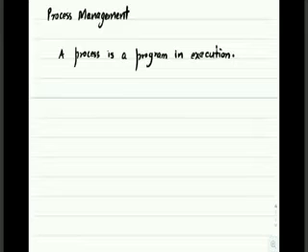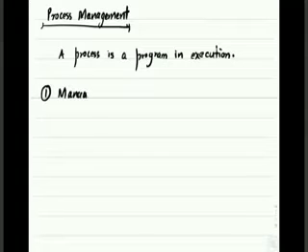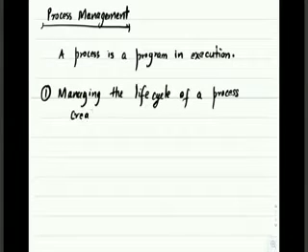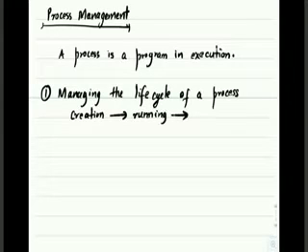Now, the important thing is how to manage all this. So, number one, managing the life cycle of a process. How to manage the life cycle of a process? First is creation, then running, then terminate. Create the process, make it run, then terminate.